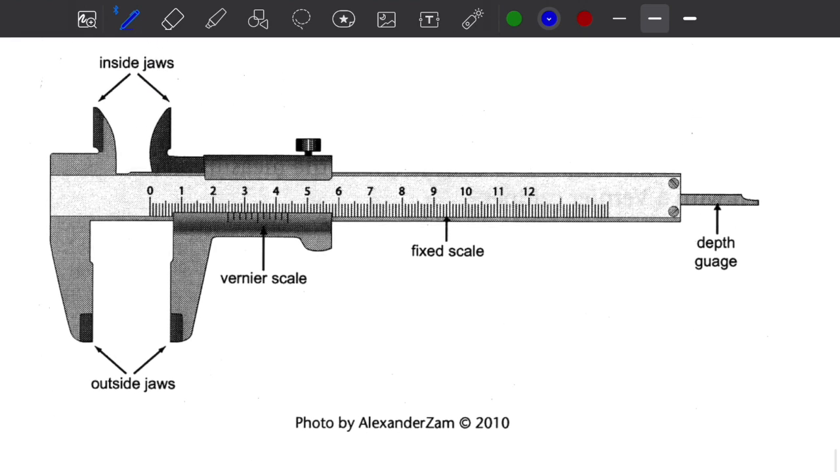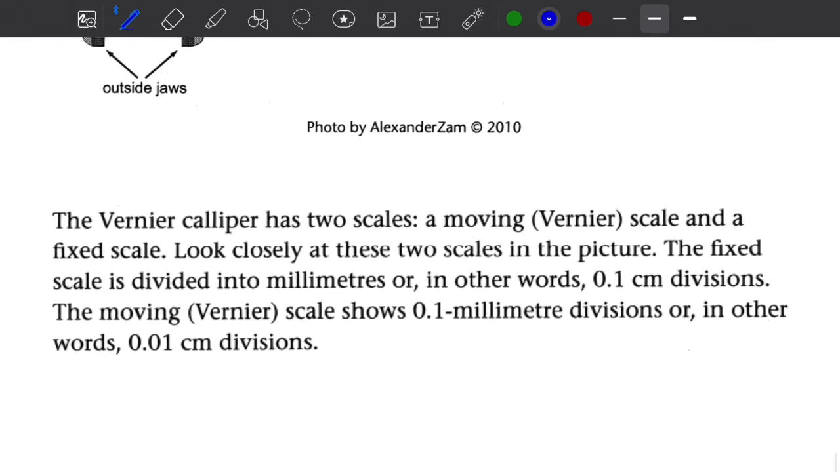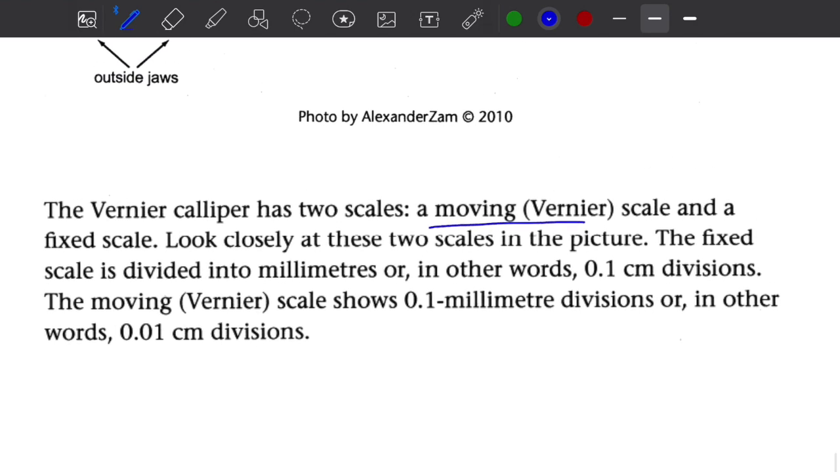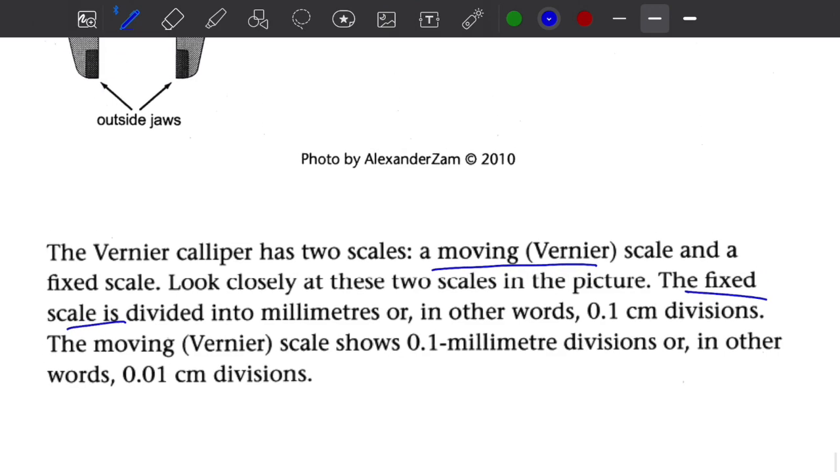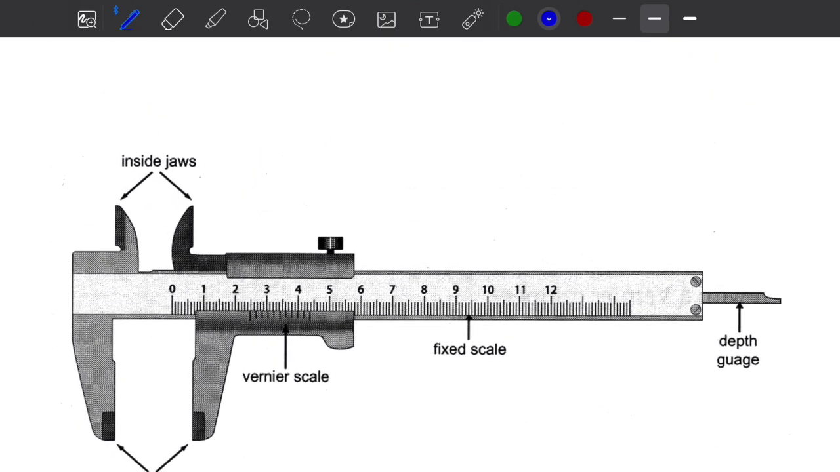Okay? Now I'm going to go to the next page, which has the same diagram, but this time we're going to look at the scales. So we have two scales. We have a moving scale or a Vernier scale, and we also have a fixed scale. Now, what you have to be mindful of is what type of units are used in this caliper. So in this example, in this diagram, they're using SI units, so centimeters and millimeters. The fixed scale here is in millimeters.